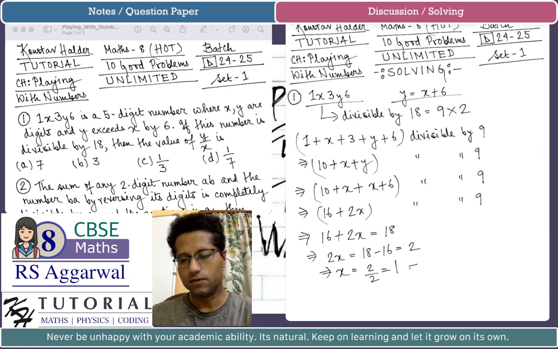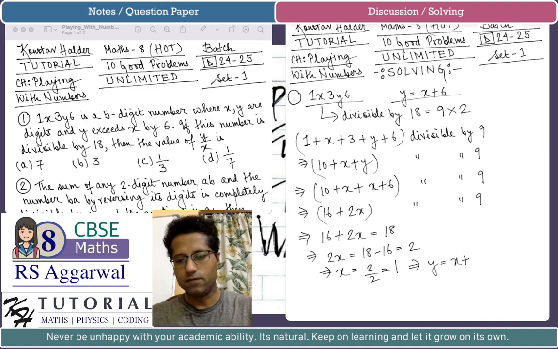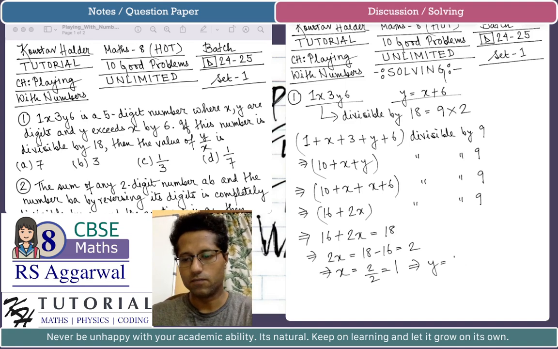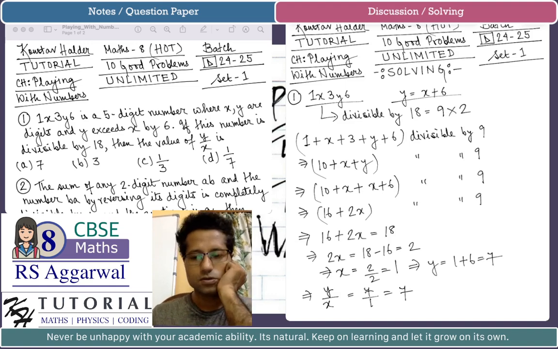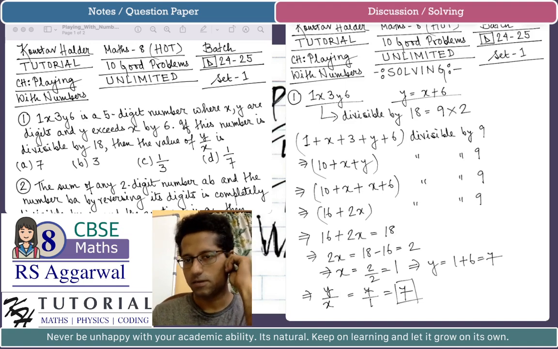Now we know that y is equal to x plus 6. So y will be equal to, we know x is 1, 1 plus 6, which is 7. So we are asked to find the value of y by x. So y by x will be 7 by 1, which is equal to 7. So this is the value of y by x.